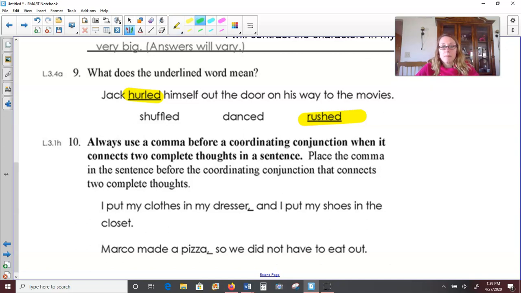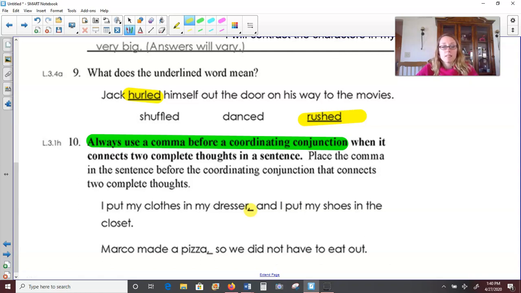All right, and lastly, number 10, always use a comma before a coordinating conjunction when it is connecting two complete thoughts in a sentence. So we've talked about this when making compound sentences. We have to put a comma in between where the two sentences are joining. I put my clothes in the dresser, and I put my shoes in the closet. We put a comma after dresser because it's the end of that first sentence, but yet we are joining it with the second part. So instead of a period, we would put a comma to join it.